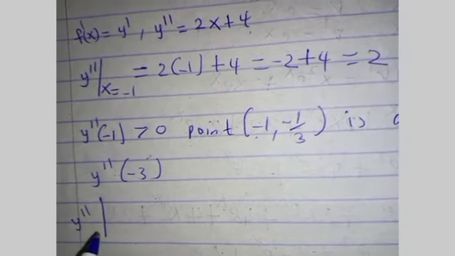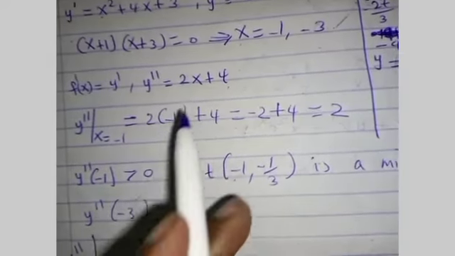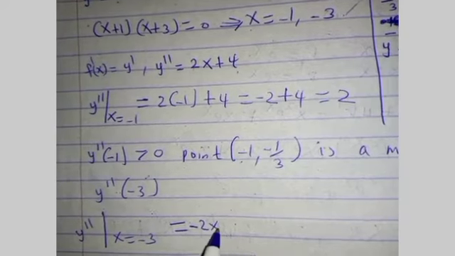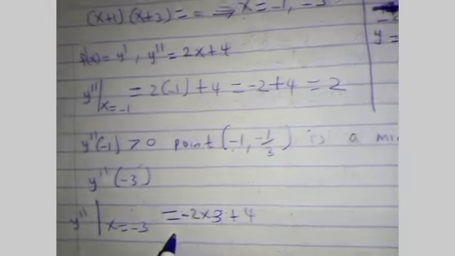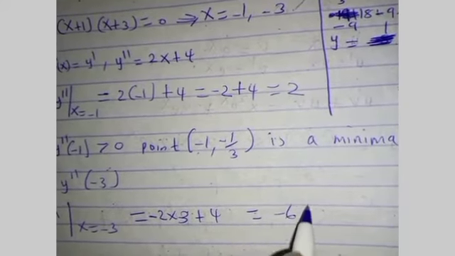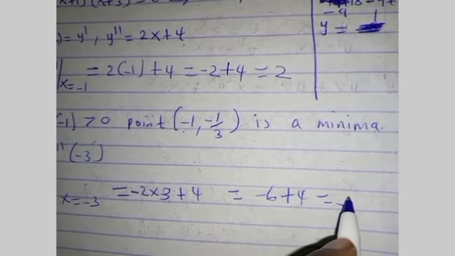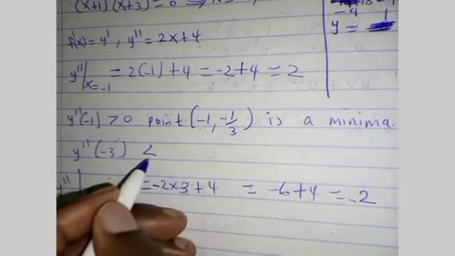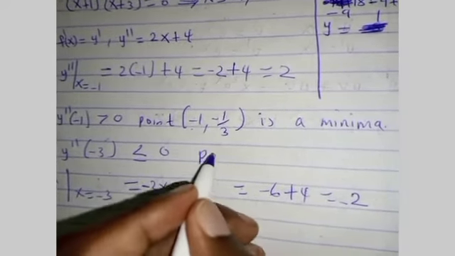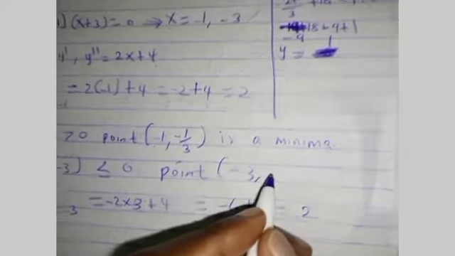y double prime at x is equal to negative 3 is equal to, so we substitute here. So you have 2 times negative 3 plus 4, which is equal to negative 6 plus 4, which is equal to negative 2. So this value here is less than 0, meaning that point negative 3 and 1 is a maximum point.